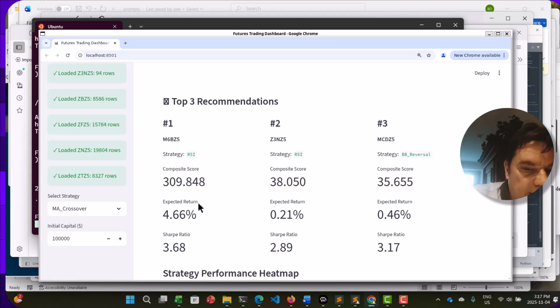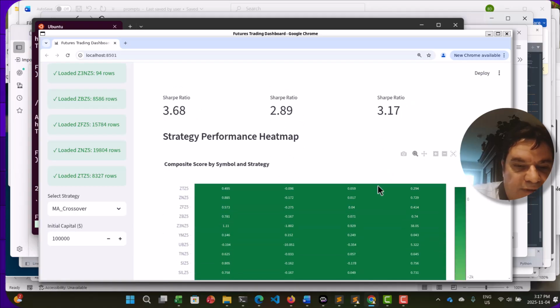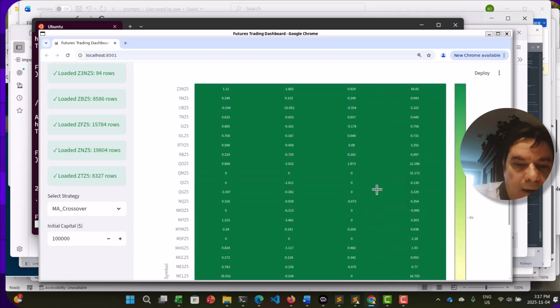So these are the top three recommendations. If I was to use on the MXB, British pound, using RSI, these are the expected return. Z3 using RSI, and the MCD. Okay. Best performing based upon that.